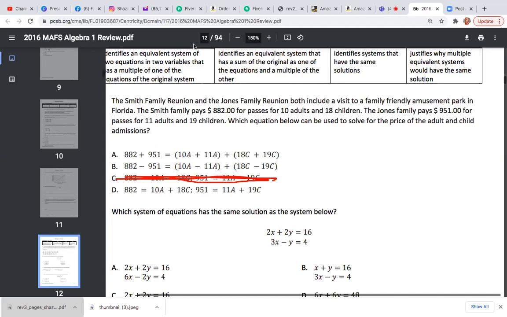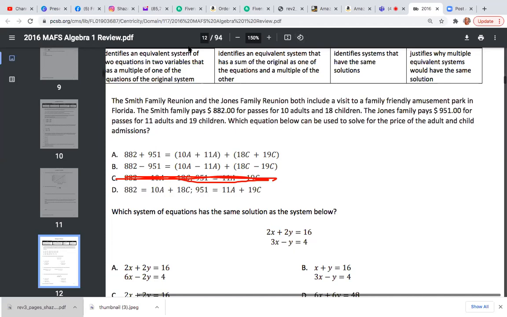So now the next question is, is there another one we could potentially eliminate, guys? And the question is, which equation below can be used to solve for the price of the adult and child admission? So you want to be able to get to a problem where you can actually use the processes that you know of to figure out how much they charged per child and how much they charged per adult. So guys, now we've narrowed it down to 3. Which one do you think is the correct answer, guys?